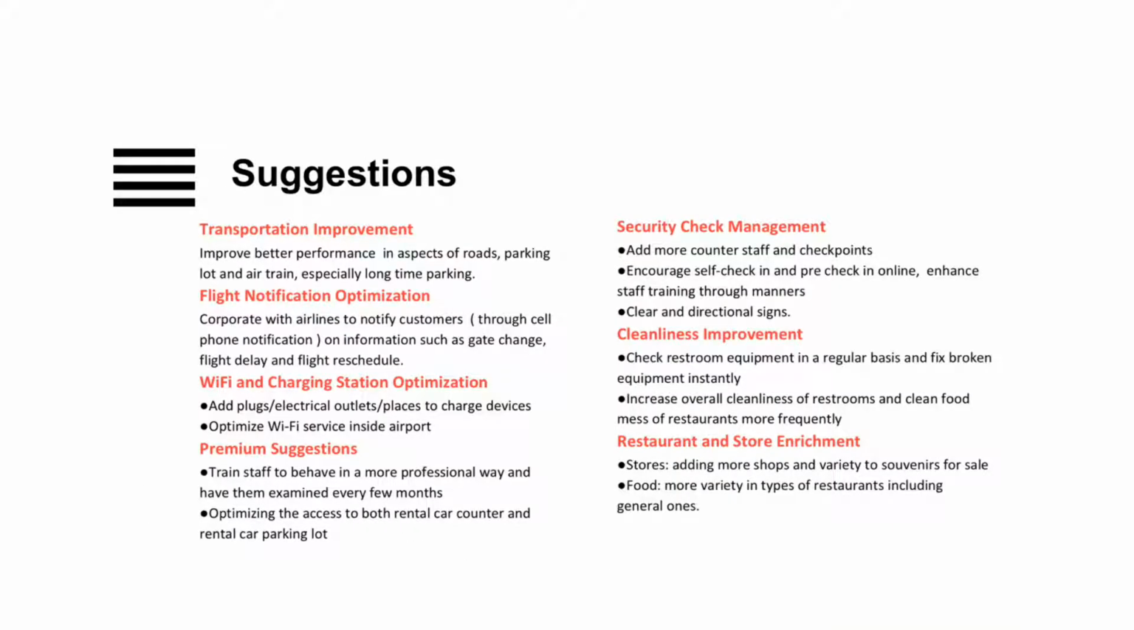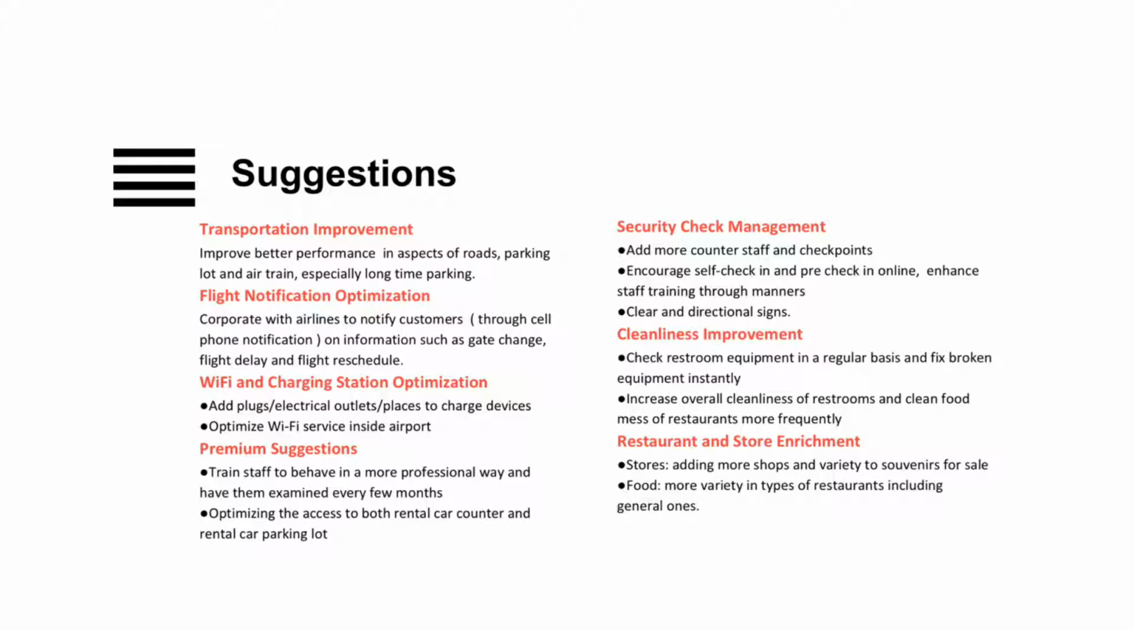And here, from our overall analysis, is the suggestion we came up with. The first is transportation improvement: improve performance in roads, parking lots, and the air train, especially long-term parking. Then flight notification optimization: cooperate with airlines to notify customers through cell phone notifications about information such as gate changes, flight delays, and flight reschedules. And Wi-Fi and charging station optimization: provide more charging stations or plugs, and optimize Wi-Fi services inside the airport.